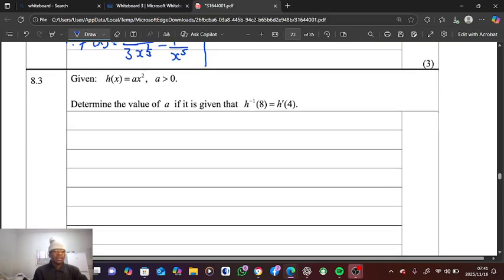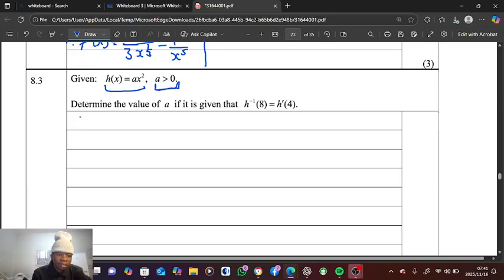Then it says 8.3. It says h of x is equal to a x squared, whereby a must be greater than 0. Not equal, not greater or equal to, must be greater than 0. Which means it's going to be from 1 until infinity. So they say determine the value of a if it is given that the inverse of this graph, at a, is equal to the first derivative of 4.